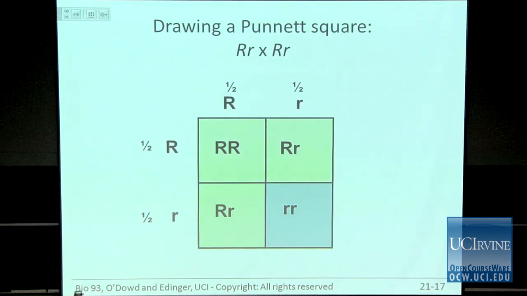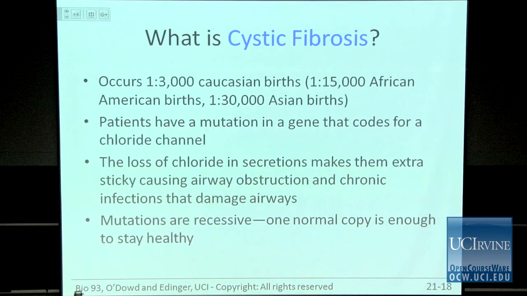So green is the dominant phenotype and blue is the recessive phenotype. So 3 out of 4 of this cross will have the dominant phenotype and 1/4 will have the recessive phenotype. And this is what Mendel saw in his F2s with simple Mendelian inheritance.